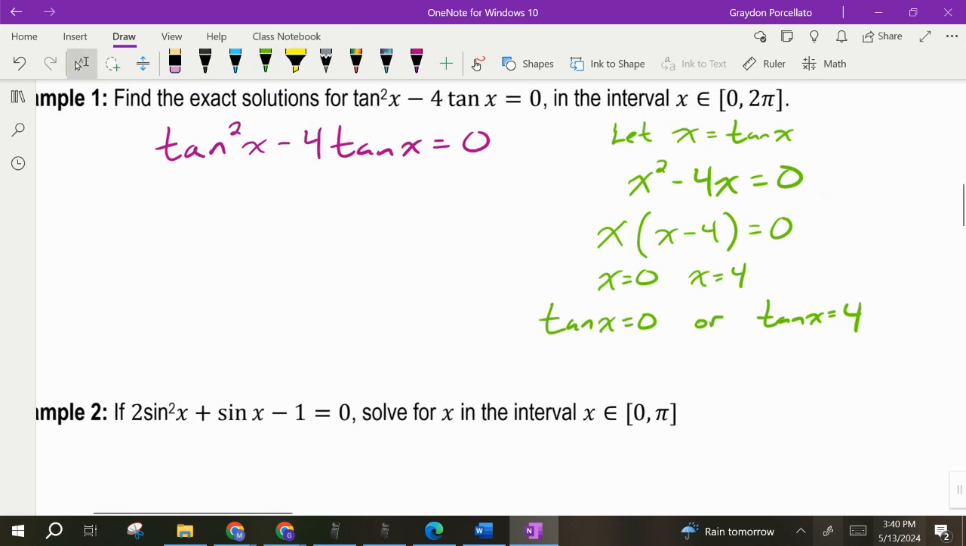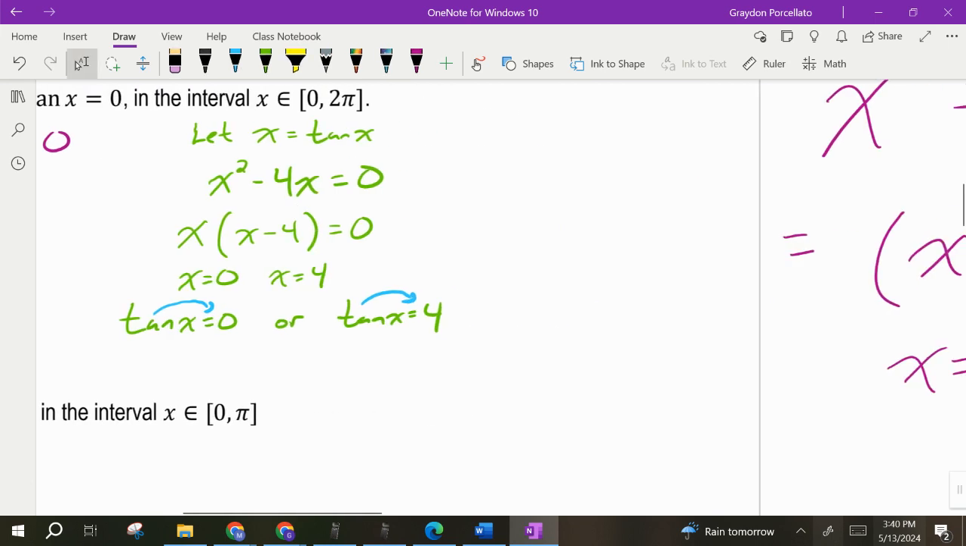Okay, my last step when solving for x here would be to bring tan over and take the tan inverse of both of those values. So I would say x equals the tan inverse of 0 or x equals the tan inverse of 4. So we can come up with two solutions.